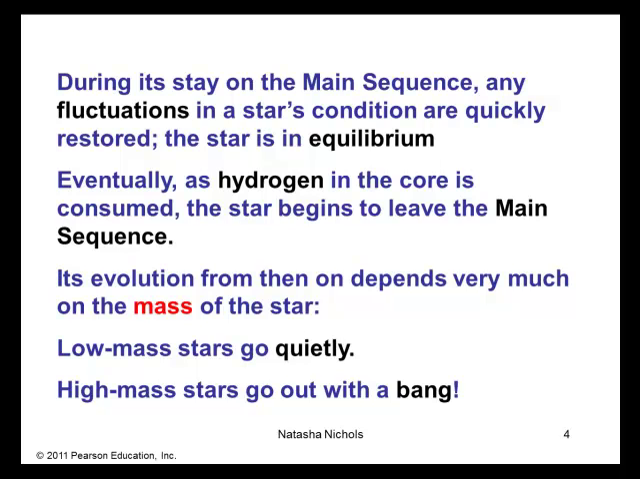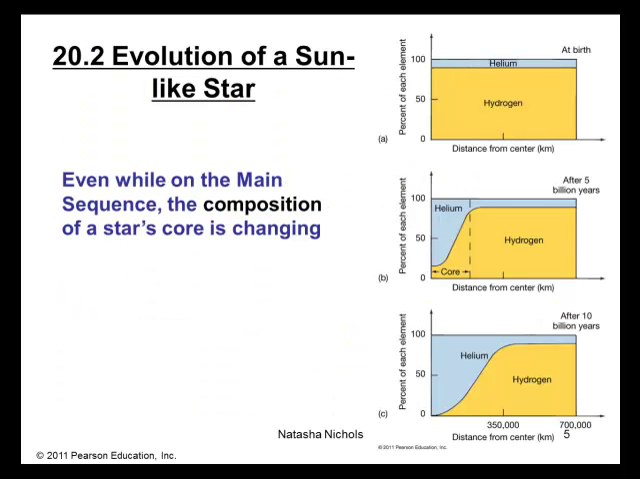We know that during the stay of a star on the main sequence, the star is in equilibrium. But eventually, the hydrogen in its core is going to be consumed, fused into helium, and the star will begin to leave the main sequence. Its evolution from then on depends very much on the mass of the star. Low-mass stars go quietly, and high-mass stars go out with a bang. Let's take a look at stars that are similar to our Sun.